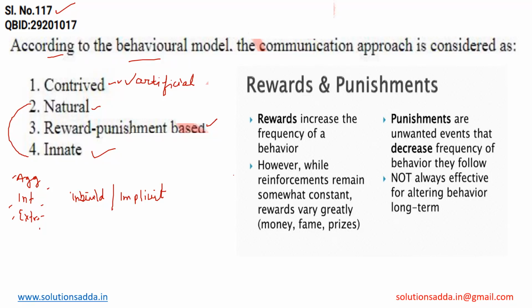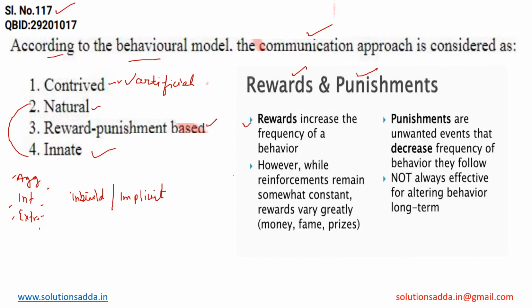So here we are talking about the behavioral model, which we can use in the communication approach. Which communication approach are we basically using? This question specifically belongs to when teacher-student communication is going on, and a teacher has to deal with the student behavior. So reward and punishment is a thing which is used by the teacher in order to maintain the decorum of the class, or in order to teach the students.